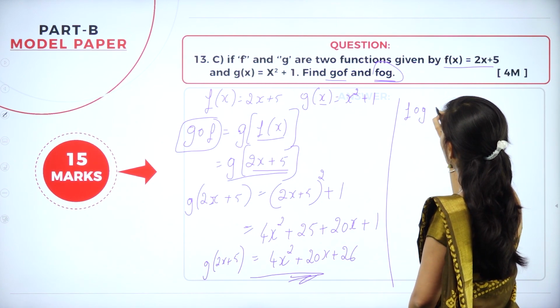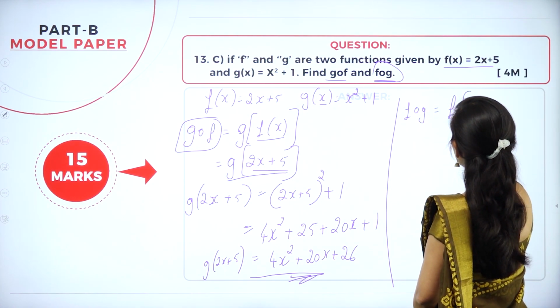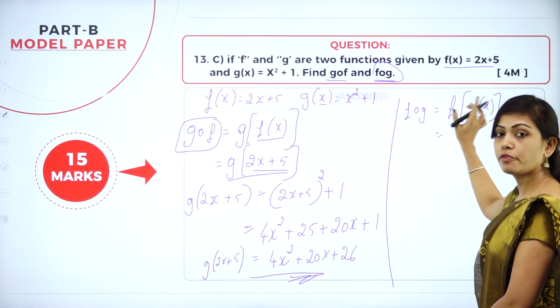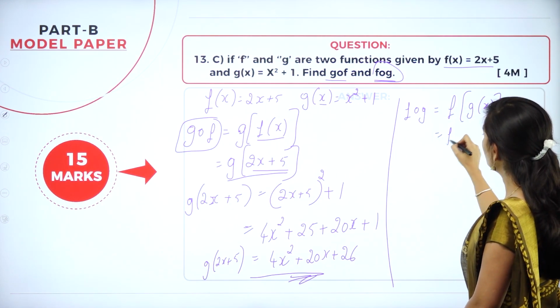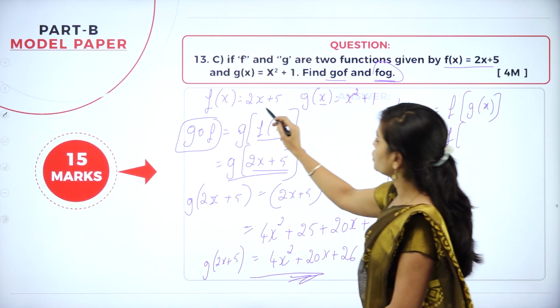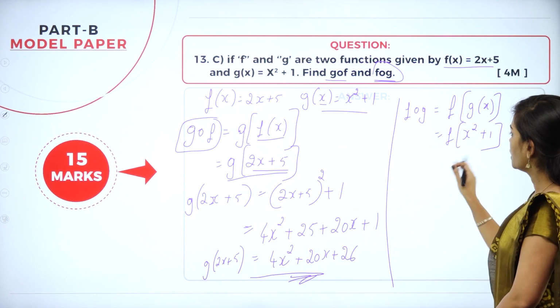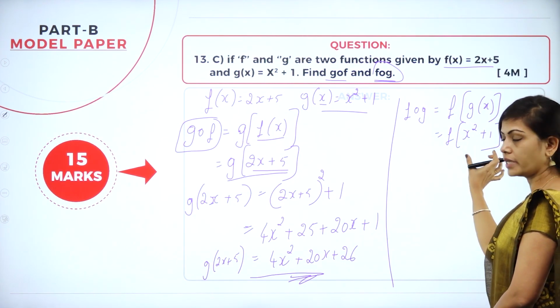F of g means you can also write it as f of g of x. Now this is in the form of f of x. Is it right? So now what is g of x? G of x is equal to x square plus 1.